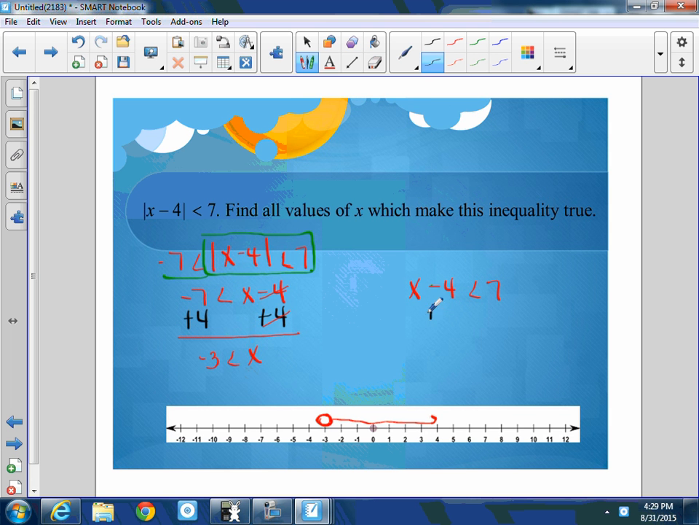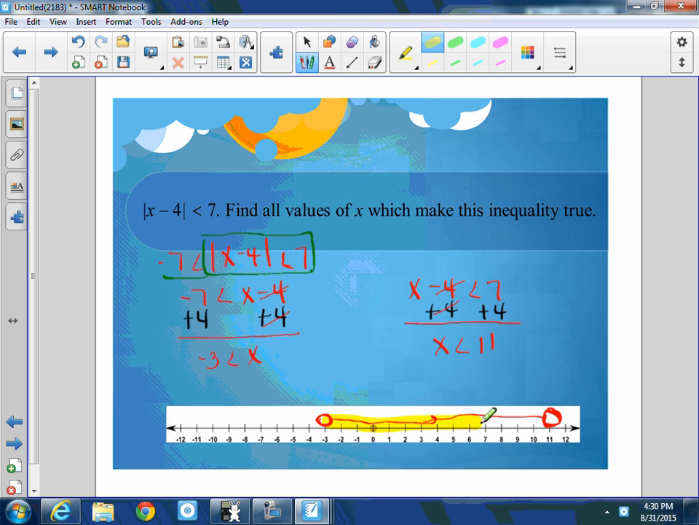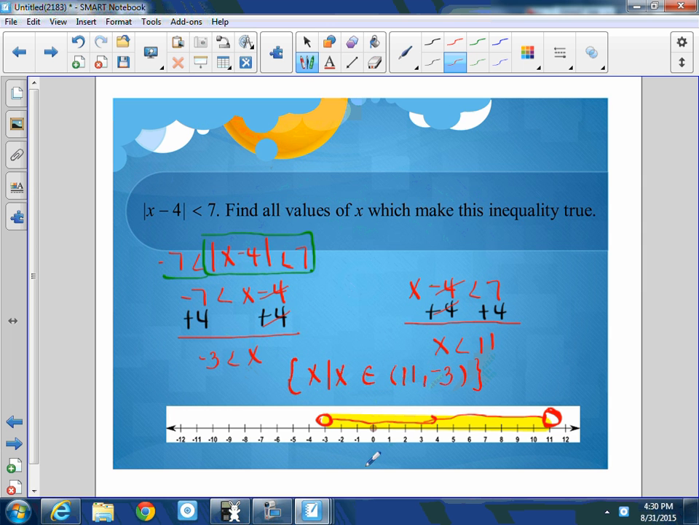Let's do the other one. Plus 4, that would be 0. And x is less than 11. So I'm going to put an open circle on 11 because it's not equal to 11. So that's hence the open. And then the values of x have to be less than that. So they go that way. So now the solution for this would be the area that they have in front. Okay? So you would say it's the union of 11. That's my answer.